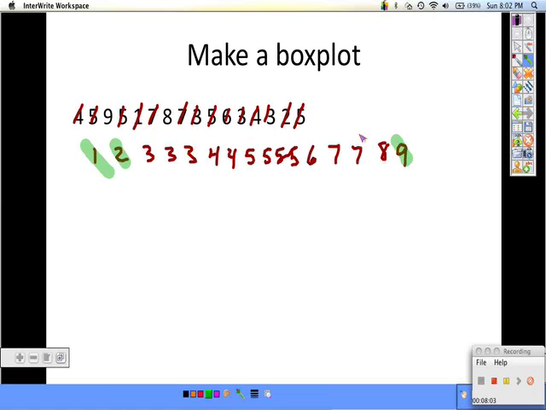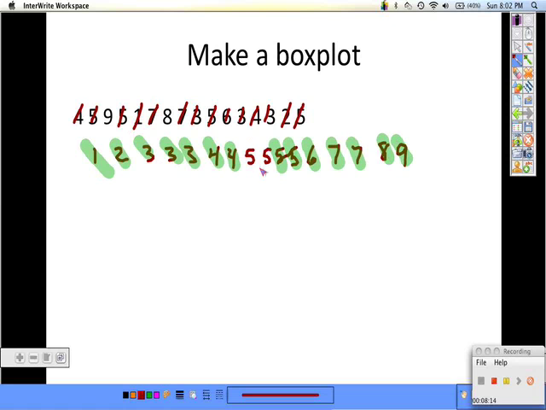So I'll cross items off each end of the list. And the median value is 5.